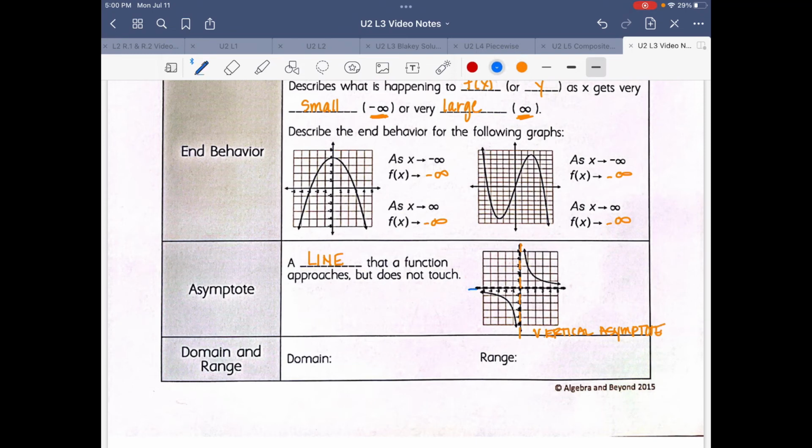Okay, and then we also have a horizontal asymptote. All right, so as I'm drawing this equation, it's going to get closer and closer. It's going to approach the y-axis from the negative side, and it's never going to cross it. And then when I go to the other part of the function, it's getting closer and closer to the x-axis, but it's never going to cross it. And it's approaching the x-axis from the positive side. So this is called a horizontal asymptote.